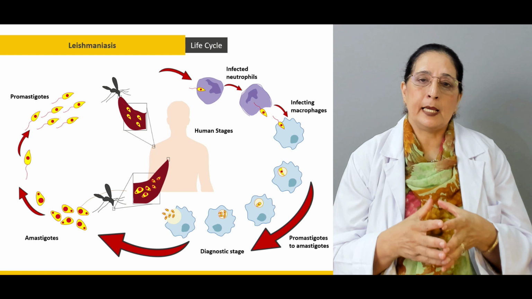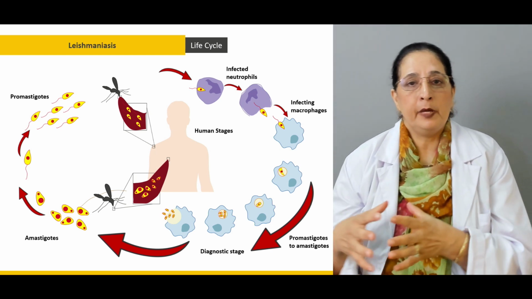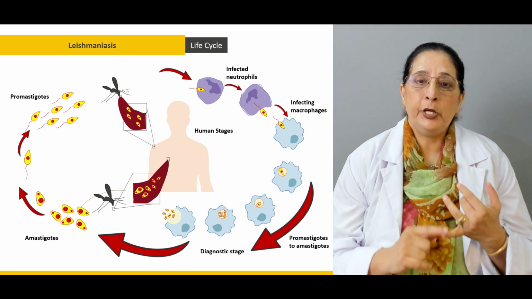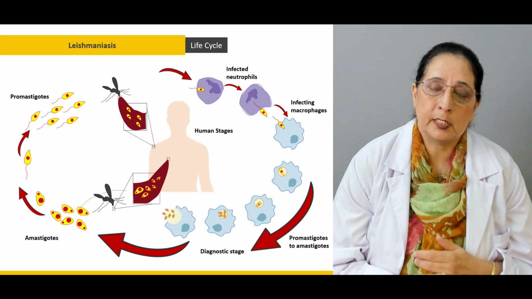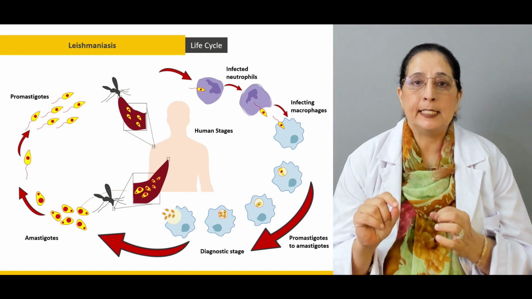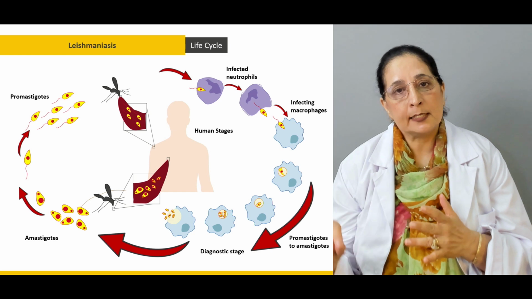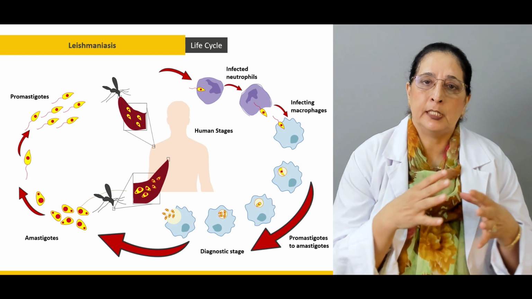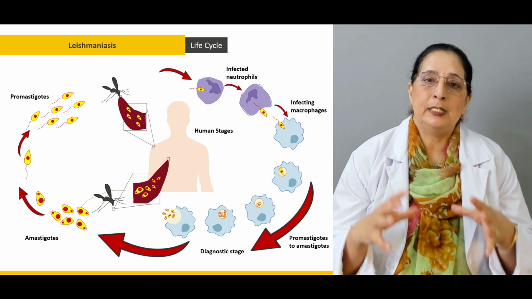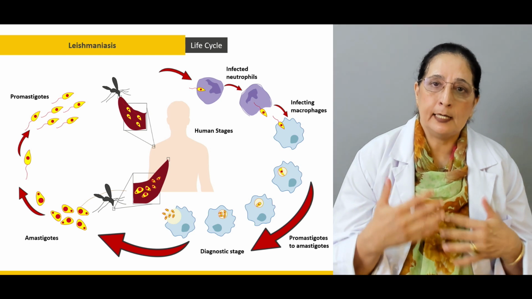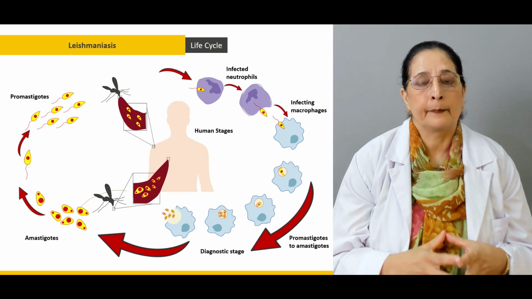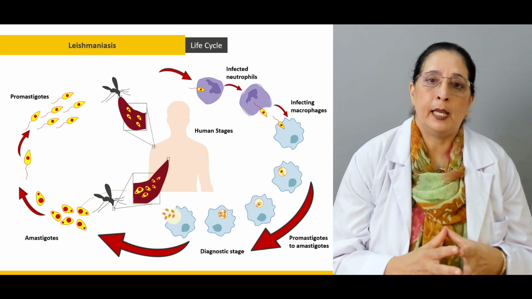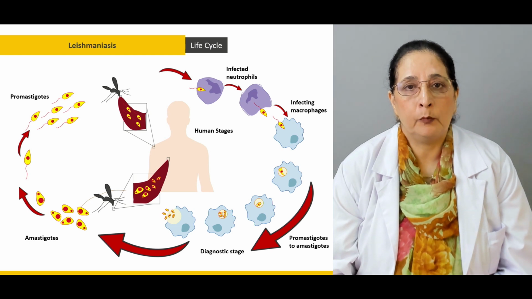So the simple life cycle is in two stages. We have the human stage and we have the sandfly stage. In humans, the promastigotes are injected with the bite. These promastigotes attack the neutrophils, then the macrophages, multiply in the macrophages, and change into amastigotes. These amastigotes are taken up by the bite of the sandfly. In the sandfly, they again change into promastigotes and are then injected into the human body again.